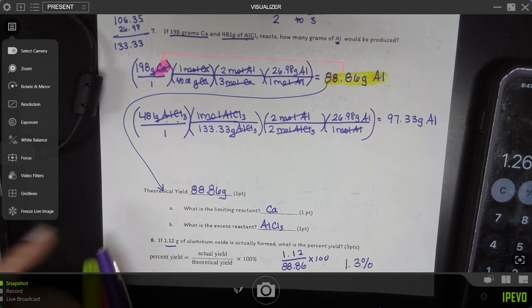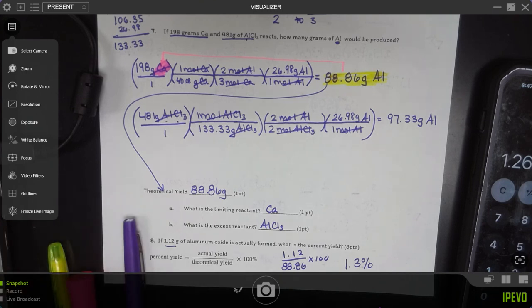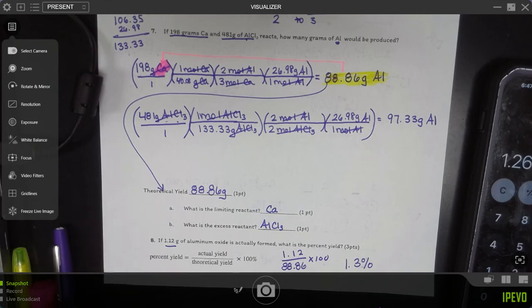So that was a quick run through of the types of questions you are going to see on the test for this unit.